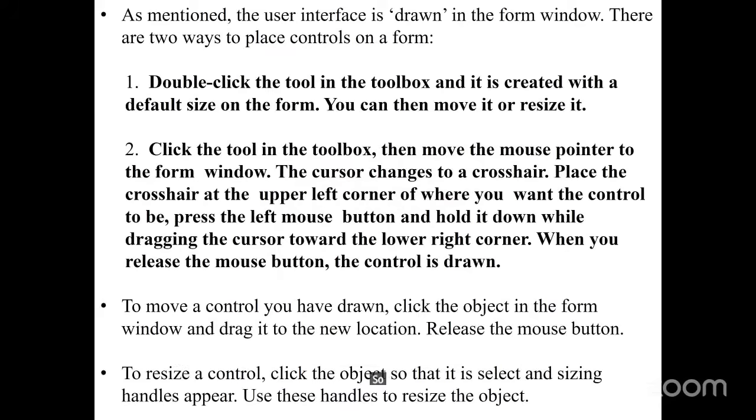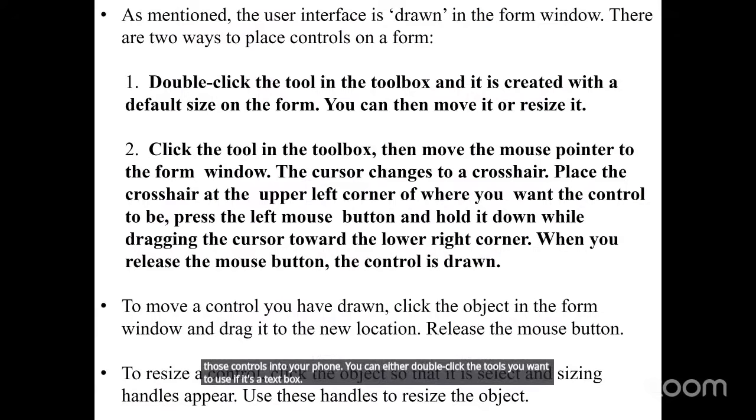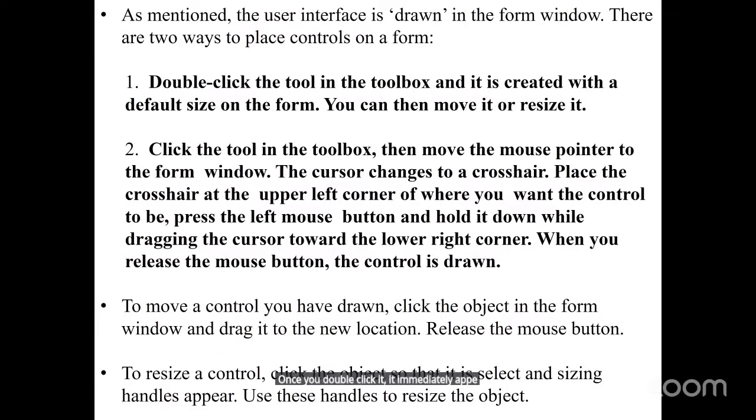So how do you add those controls into your form? You can double click the tool you want to use. If it's a text box, once you double click it, it immediately appears on the form. Once it's in the form, it comes in at a default size. What you need to do is resize it if the default size displayed when you double click is not the size you want.